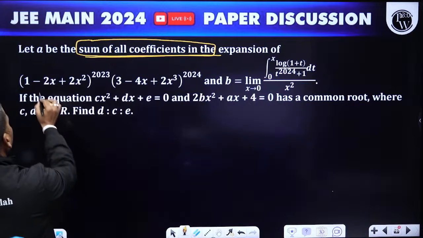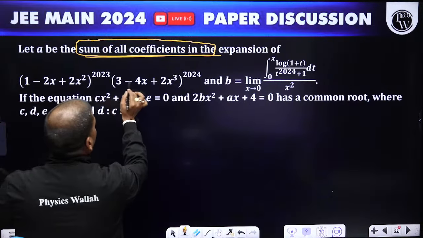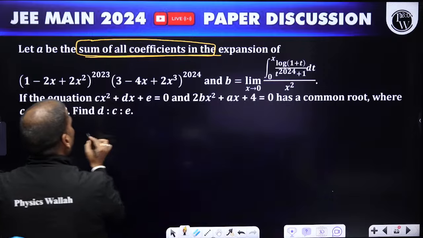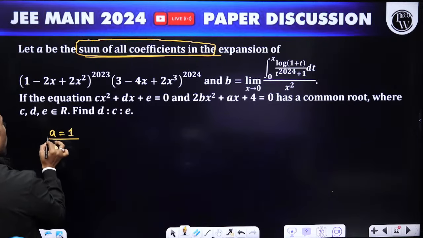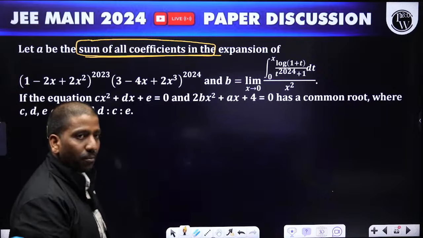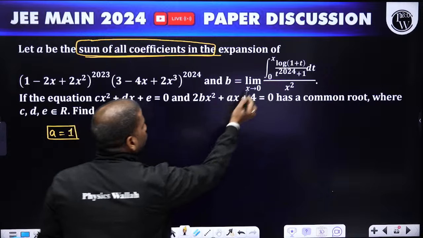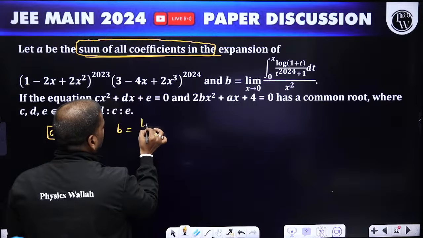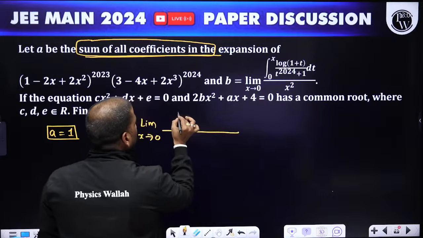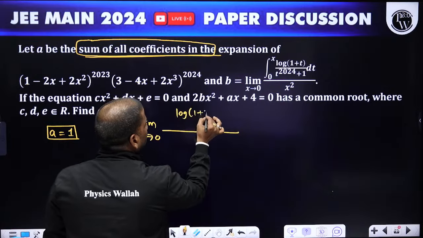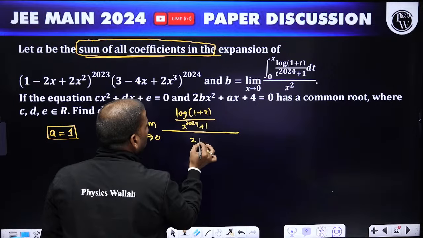So put x is equal to 1 here. 1 minus 2, 2, so 1 only. 3 minus 4, 2, 5 minus, so 1 only. So this is equal to 1. A is equal to 1. Very simple. Now we need to find B. In order to find B, it is 0 by 0, so L'Hopital rule. Limit x tending to 0, apply Leibniz theorem there. Log 1 plus x, x power 2024 plus 1, by 2x.